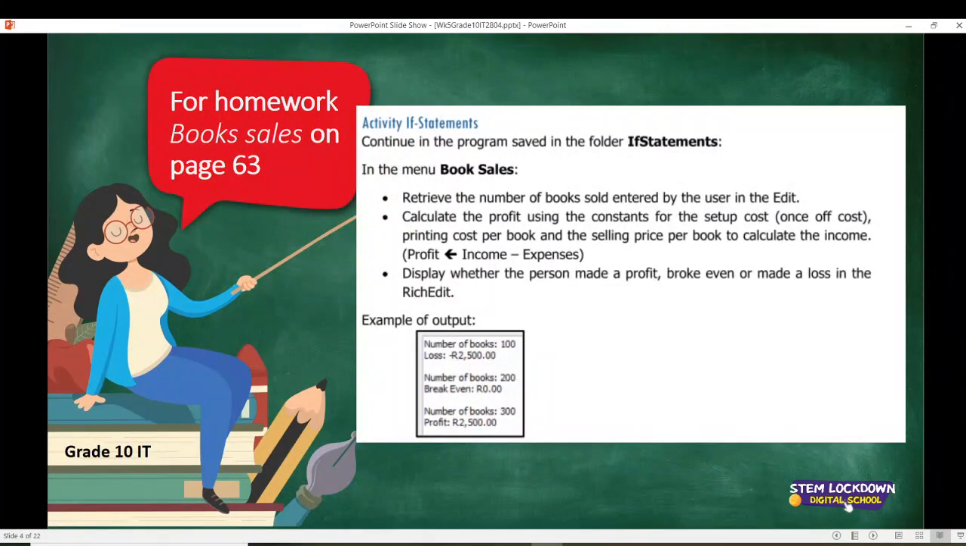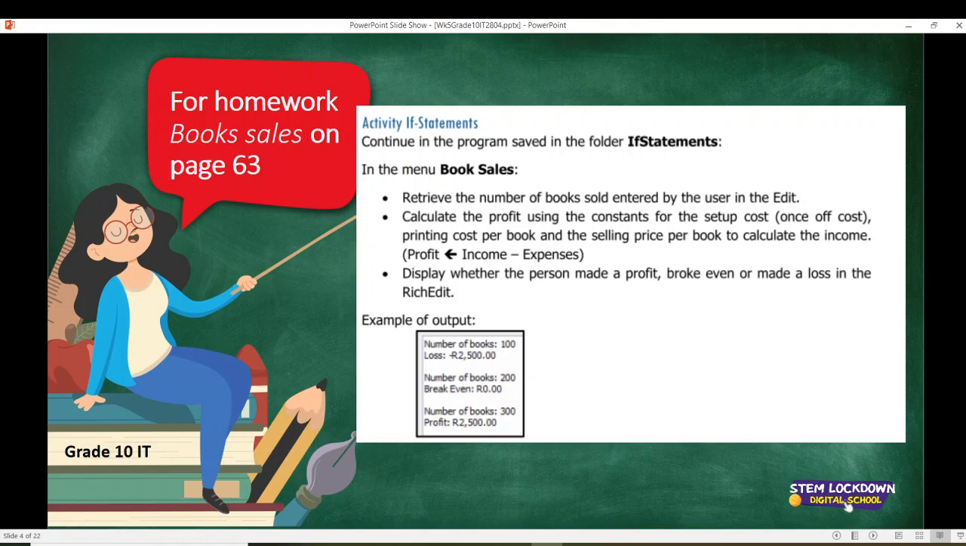So first of all, this was the activity on page 63 of the Dandelion Delphi textbook, and you were told in the previous lesson to complete this activity, and now I'm going to show you what you should have done. So I'm going to briefly go through the question again, just in case you've forgotten what it was that you needed to do. So it was a program called If Statements that had lots of questions in it, and the one that you had to look at was at the menu option of book sales.